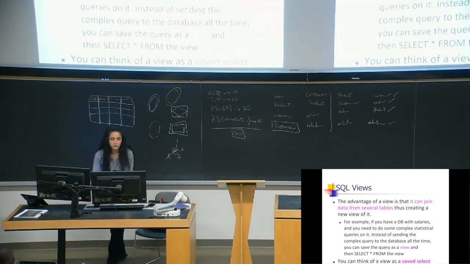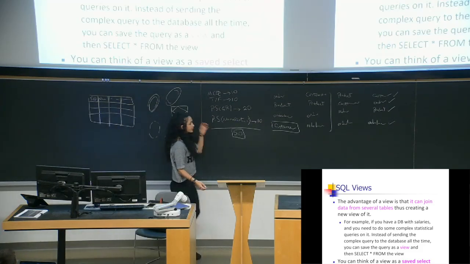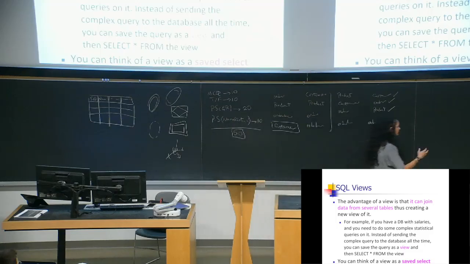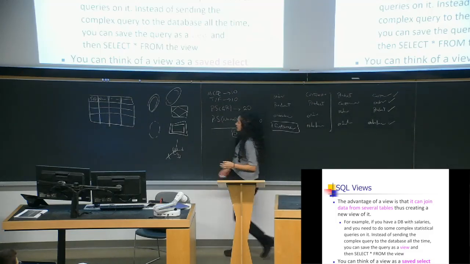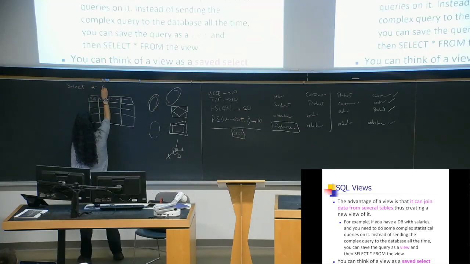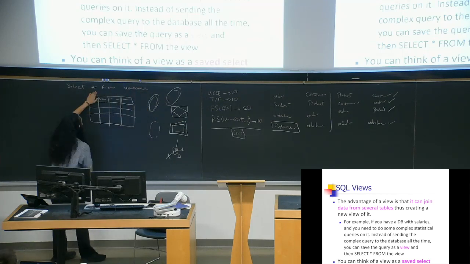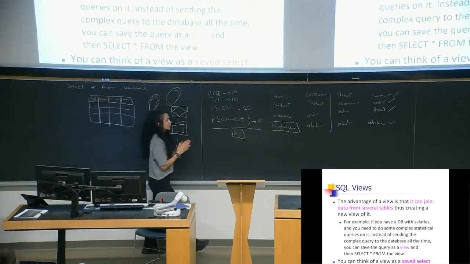Do you know how you can query the views? For example, let's say you created a view that is the result of several joins, and then you just simply select whatever you want. Let's say select a star from your view. This is your view name, right?